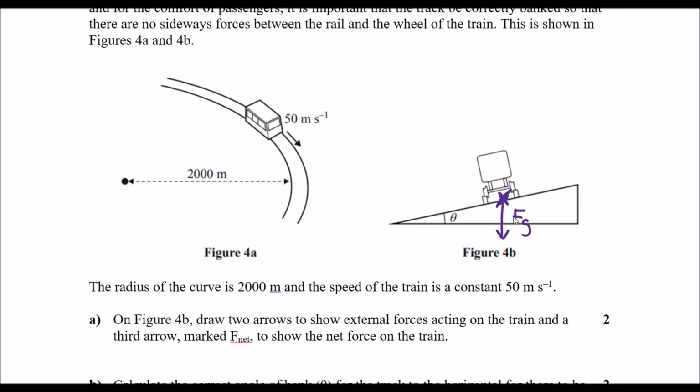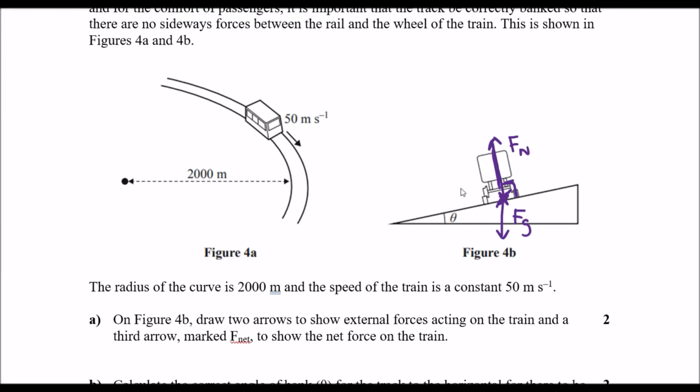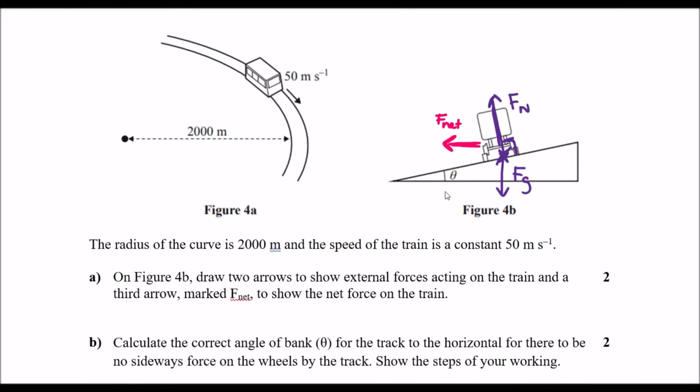The second force that will be acting on our train here is the normal force, which always acts perpendicular to the surface of contact. So that's what we have here. The net force is obviously our centripetal force, and therefore it is going to go towards the center like so. And that's how you do the first problem there.